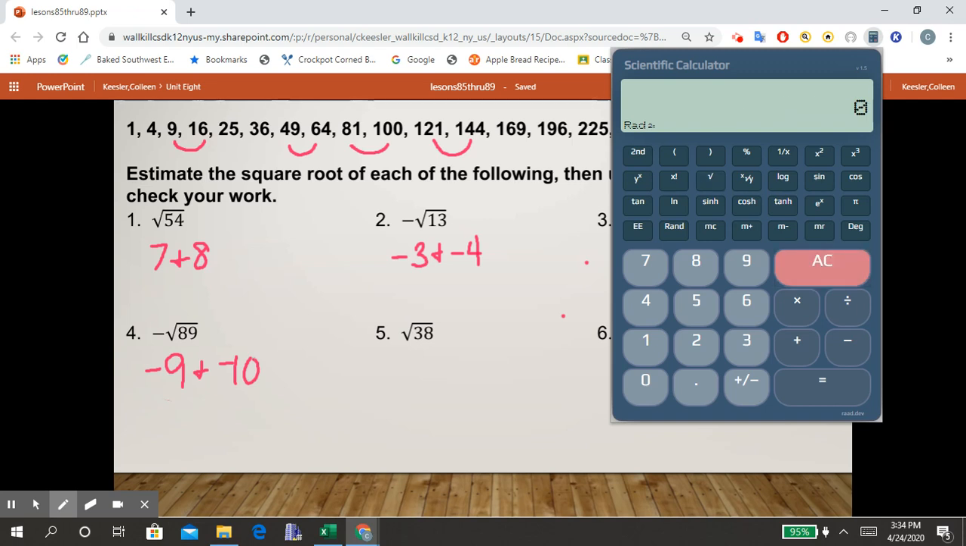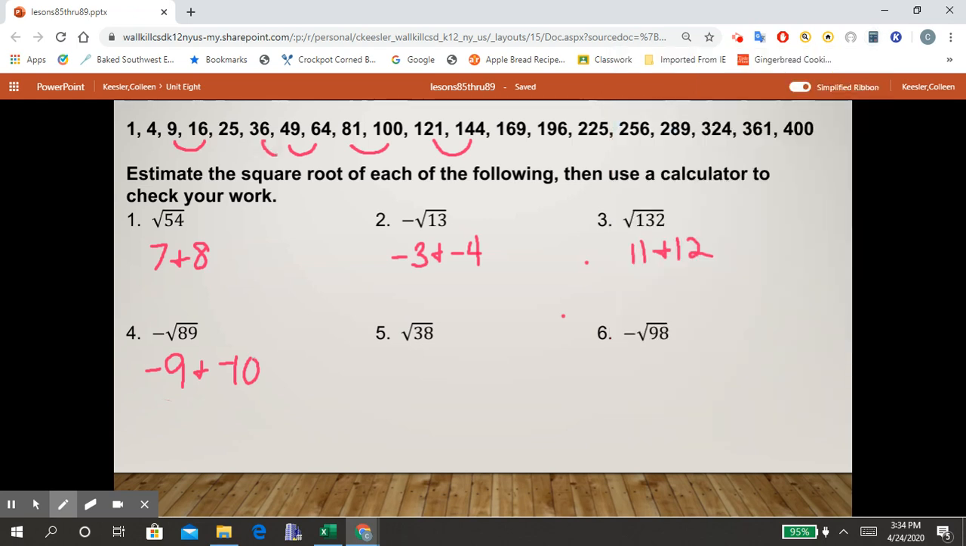Next, we have the square root of 38. 38 falls between 36 and 49. Square root of 36 is 6, and the square root of 49 is 7. So this is going to be between 6 and 7. I don't have to use my calculator. I'm pretty sure I got it right. So let's just keep going.